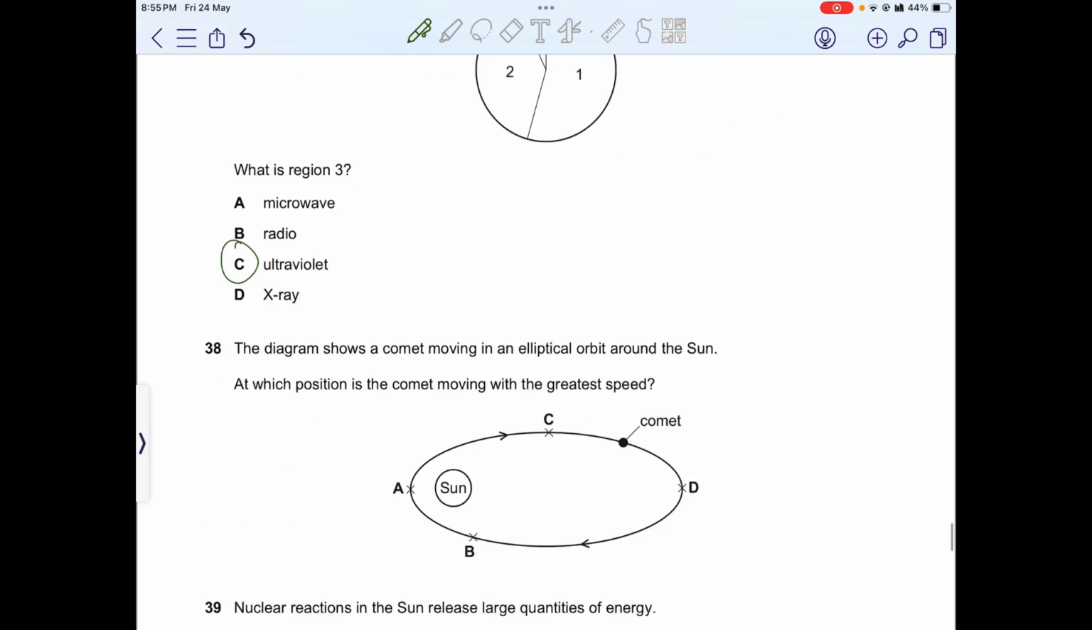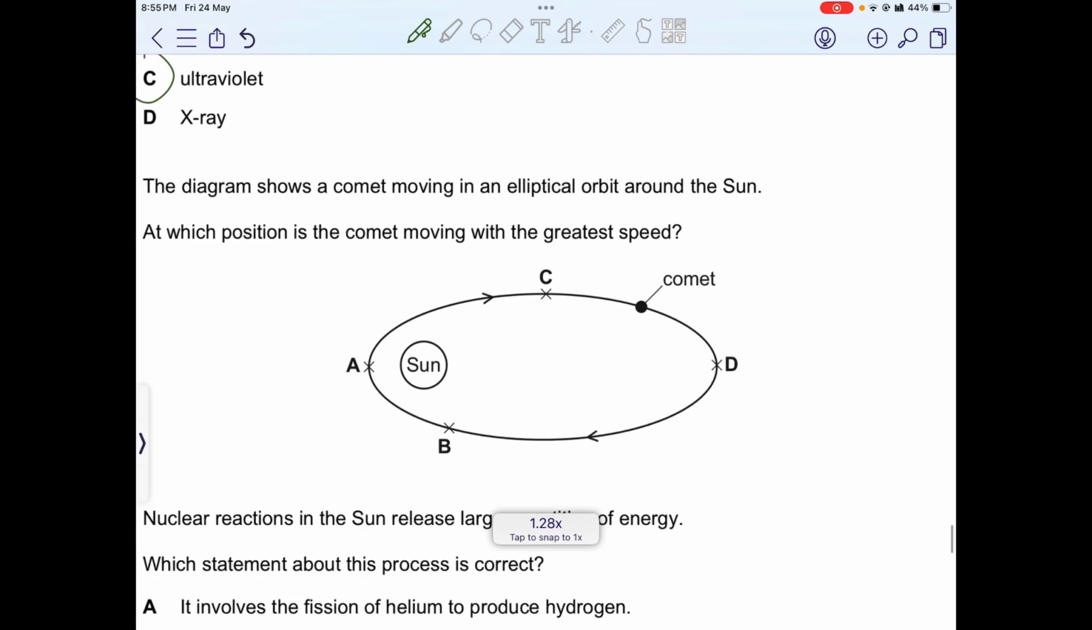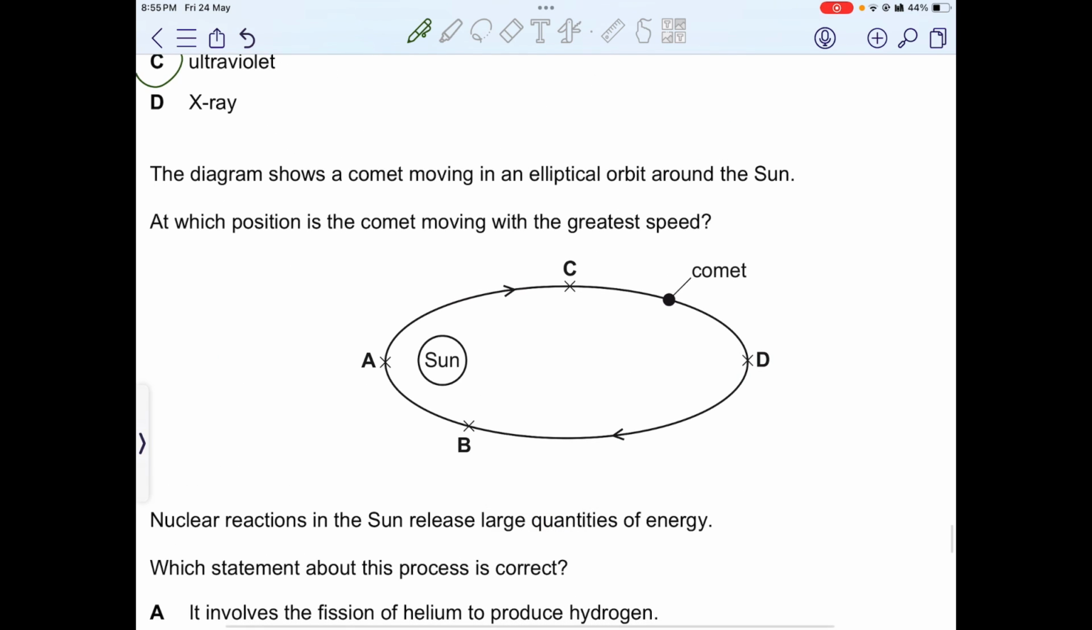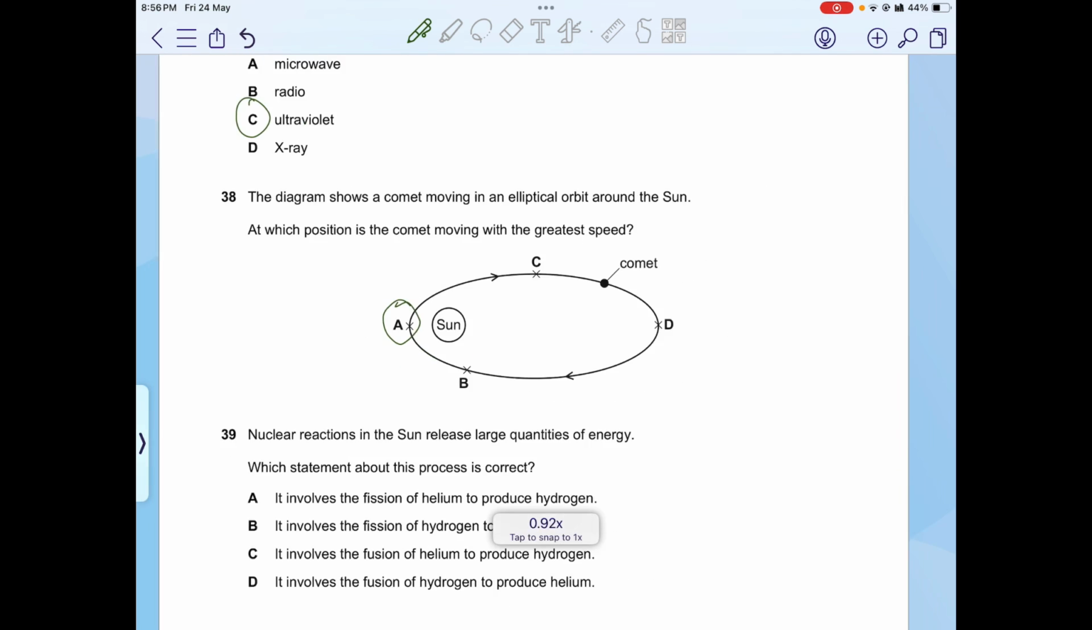The diagram shows a comet on an elliptical orbit. At which position is it at its greatest speed? The greatest speed would be at A. Why? Because the law of conservation of energy states that total energy is constant. When a comet is moving, it has gravitational potential energy and kinetic energy. When you're closest to the sun, the distance from the sun is least, so you have the least gravitational potential energy and the greatest kinetic energy. Whereas when you move further away from the sun, such as at point D, your gravitational potential energy is at its maximum, whereas the kinetic energy is at its minimum.